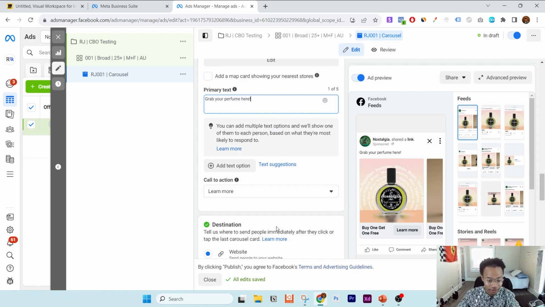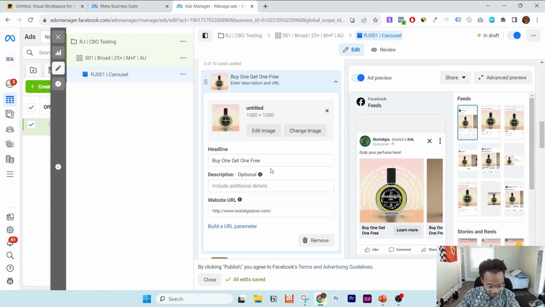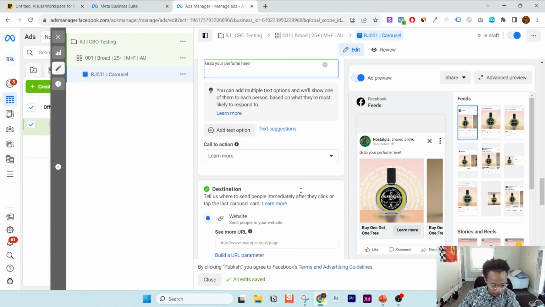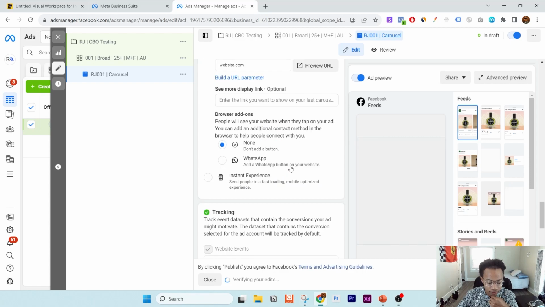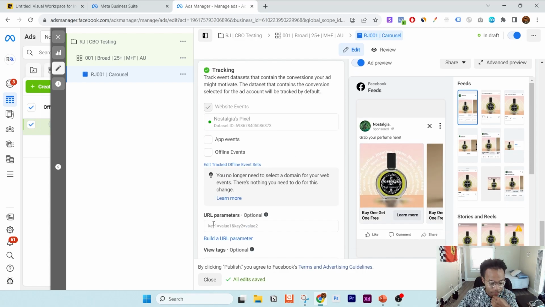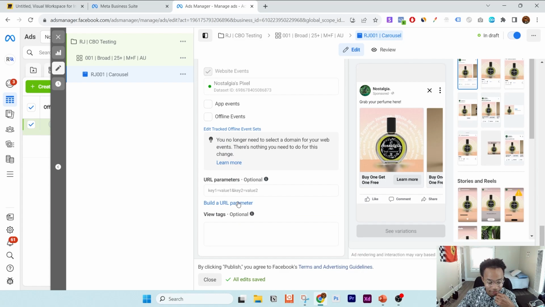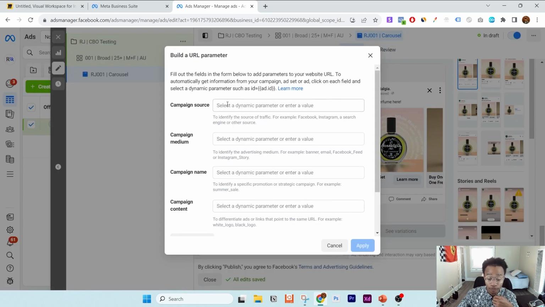So let's say grab your perfume here, buy one, get one free. This is what that looks like, right? Learn more. I usually like to use that call to action because it's a bit softer. You're going to put your website here, website.com, right? And I usually like to also put in URL parameters. It's going to be up to you, but you can build a URL parameter by clicking this button right here. And this is going to help you with better tracking, but is beyond the scope of this video, and I actually will probably make another video in the future going over them.